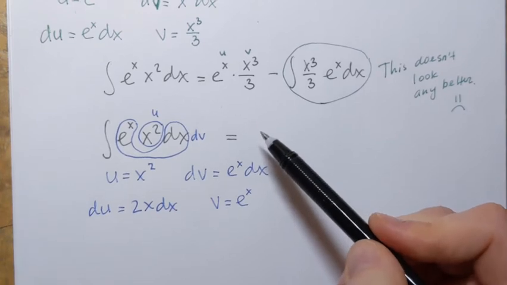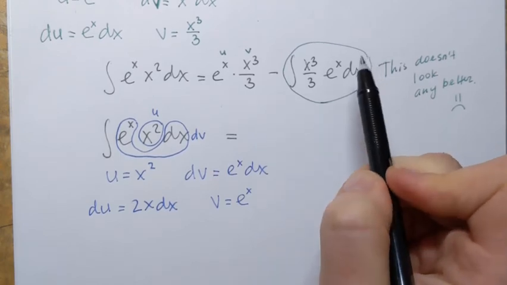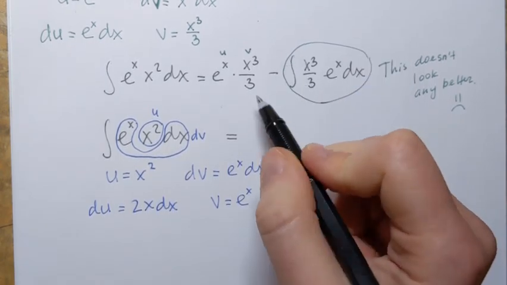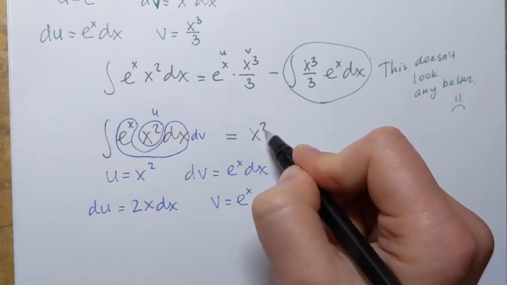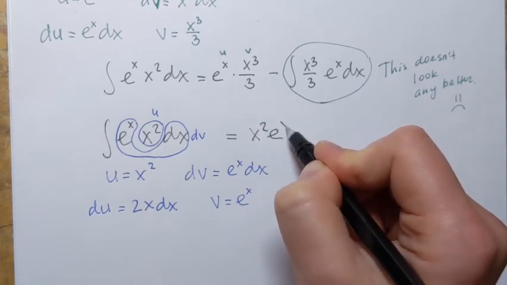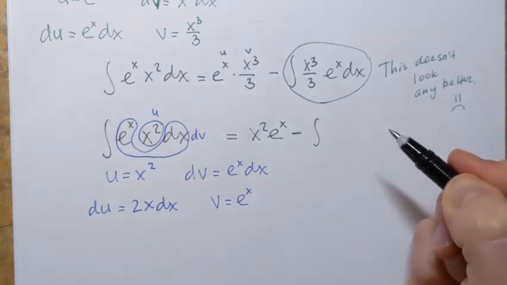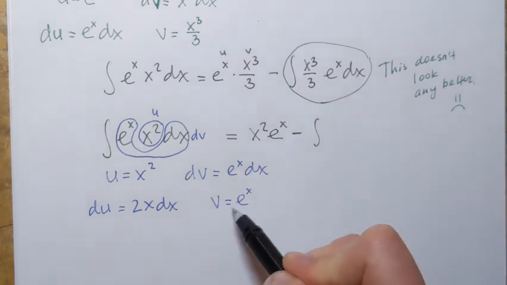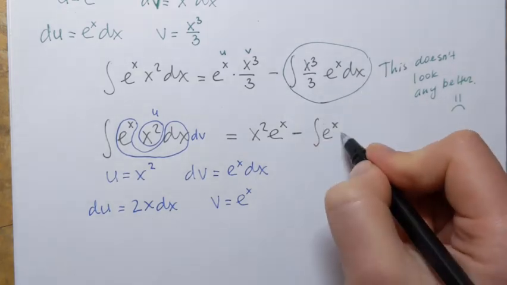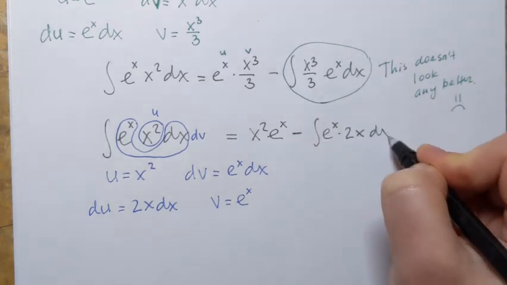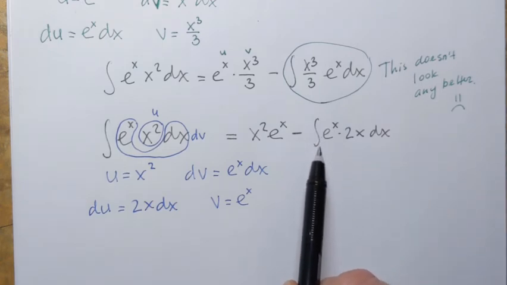Let's follow the formula once again. You should have it in front of you. You don't see it on the screen, but you should have it in front of you at the top of the page. So u times v, u is x squared, and v is e to the power x, minus the integral, and within this integral we should have v du: just v, e to the power x, and du. du is 2x dx.